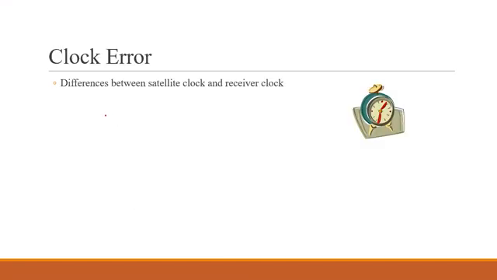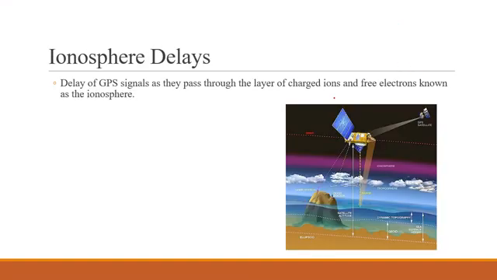Clock error: how does clock error occur? The differences between the satellite clock and the receiver clock cause a clock error, because the receiver has a quartz clock and the satellite uses atomic clocks, that is cesium and rubidium. So this error may occur due to the quartz clock or the material used in this clock.